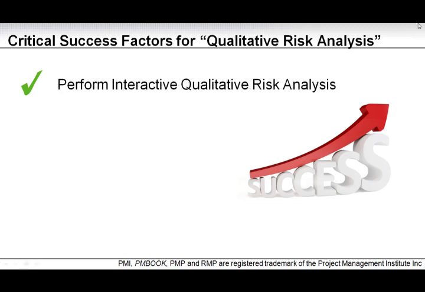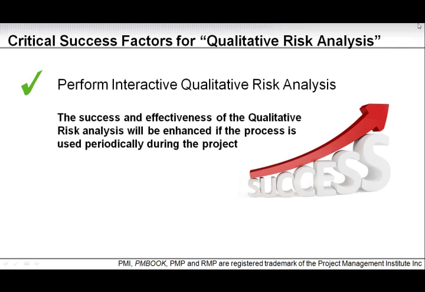The next one of the success factors is perform iterative qualitative risk analysis. When we talk about risk management and we talk about iterative, we mean that it has to be repeated. The success and effectiveness of the qualitative risk analysis will be enhanced if the process is used periodically during the project. So to make it successful and effective, the qualitative risk analysis is not a one-time task.